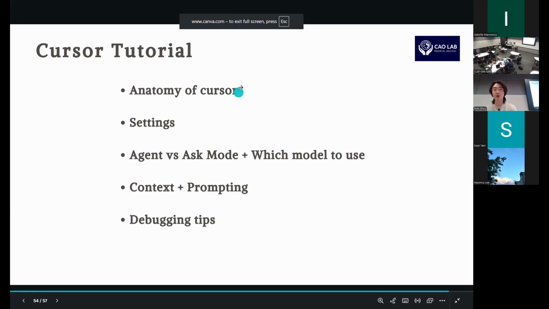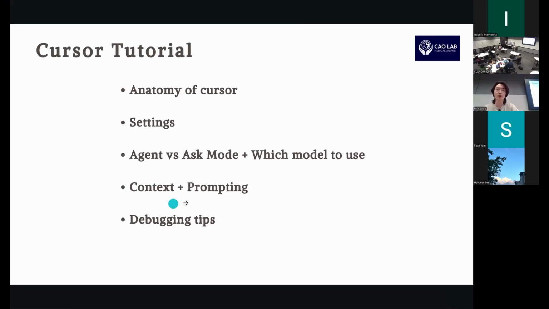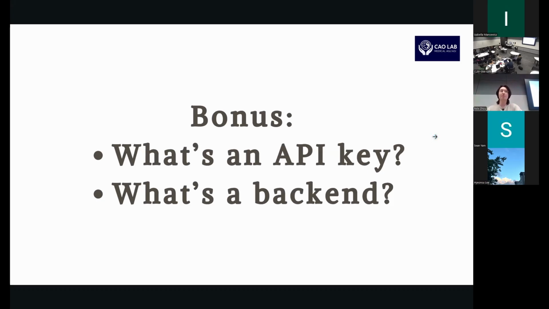Alrighty, so we've gone through what Cursor looks like, a little bit of the settings, different modes, context and prompting, and some debugging tips. Onto the bonus stuff now. So you officially know everything that you need to know to go from an idea to a prototype. Let's say your idea or prototype requires a little bit more rejigging and a little bit more interaction with certain components. So what I mean by that is there's two key concepts that I want to go through. Number one, an API key, and then number two, a backend essentially.